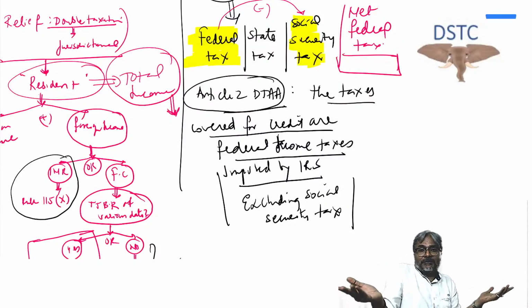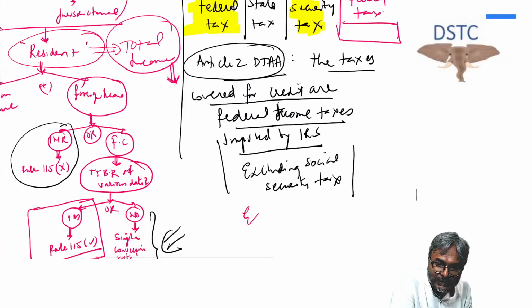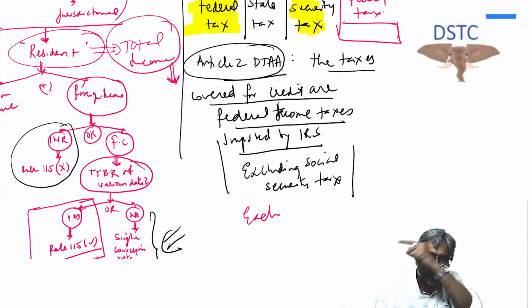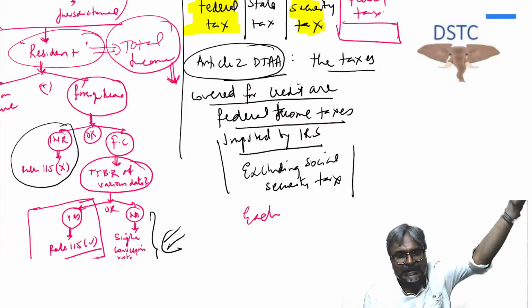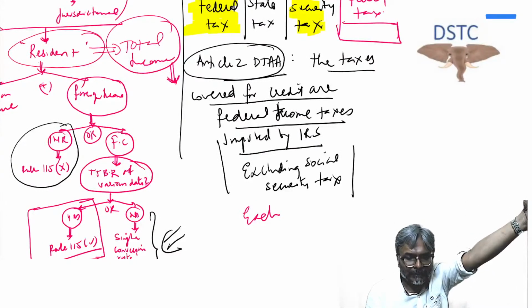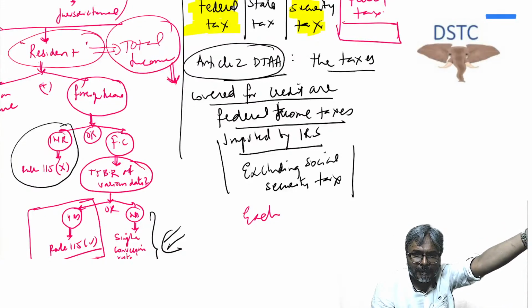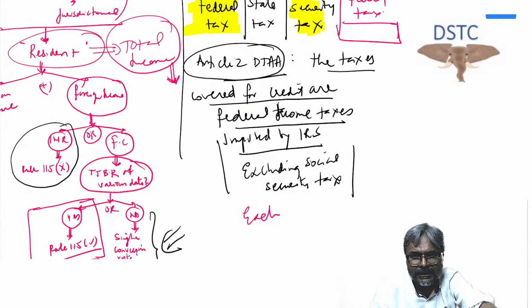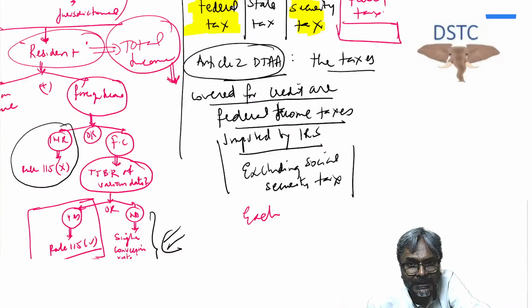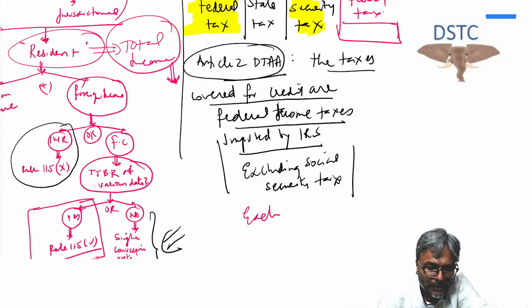Because otherwise, one may argue with this question: then why not exclude state tax? They should have also written this, when they are very clearly saying that for credit purpose it is only federal tax. I am considering only federal tax in that case. But why are you writing further, excluding social security tax? Then you should have also written, excluding state tax also. State tax they are not mentioning. What does it imply? We are not taking state tax for credit purpose.